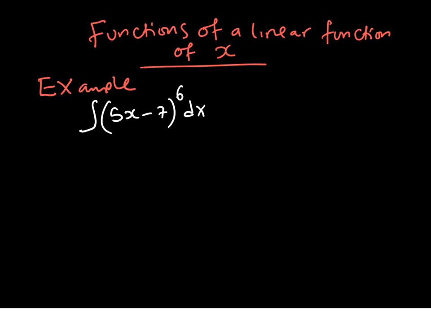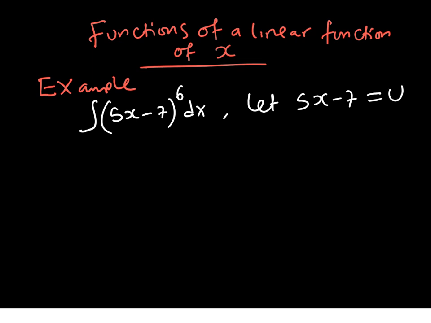One of the ways of approaching this integral is to expand 5x minus 7 to the power 6, but it's a long way because you have to go to Pascal's triangle or use binomial coefficients, whatever you want, and it is going to take too much time. So what do we do? Here the best method is to substitute. Let 5x minus 7 be represented by u.